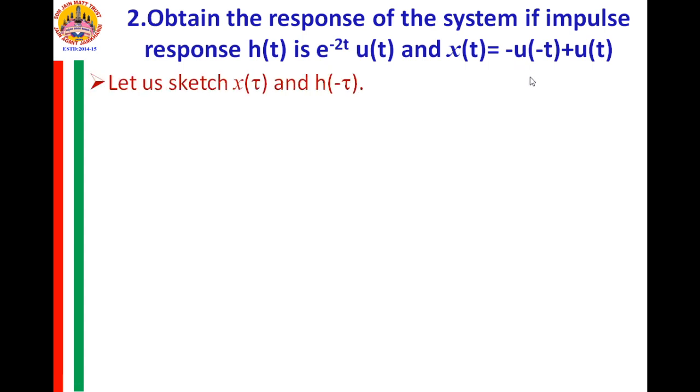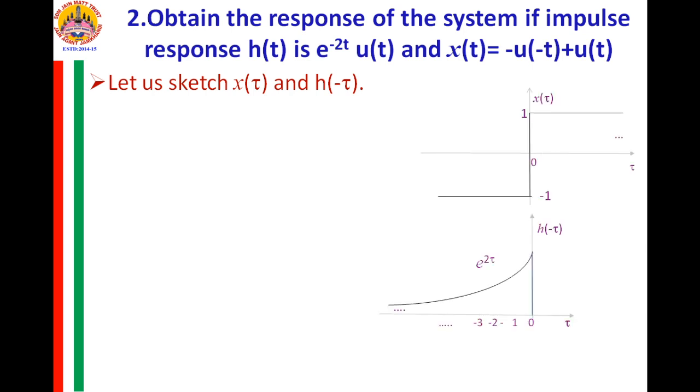So x of t, I will be directly sketching it with respect to tau. Instead of sketching it and afterwards again sketching it with respect to tau, what I do is first I will sketch x of tau and reflect h of tau about the origin. Either x of tau or h of tau, any one of these we can reflect because convolution is commutative. So in this example I am reflecting h of minus tau. You can even reflect x of tau also.